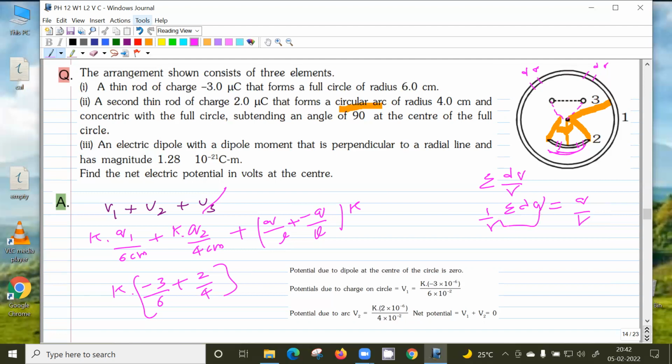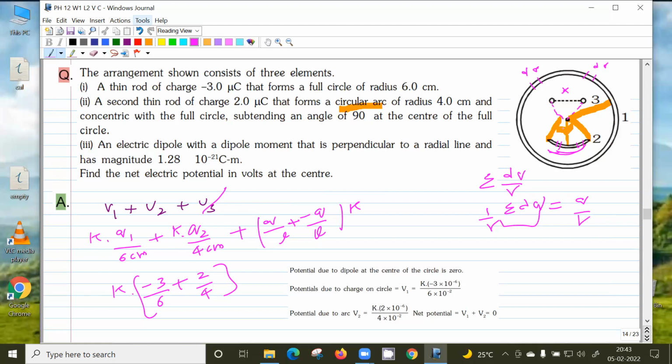If R is variable, then it will be more complicated. It's not possible here. Suppose instead of the center point, we say you find the potential at this point. Then it's difficult. It's actually impossible.